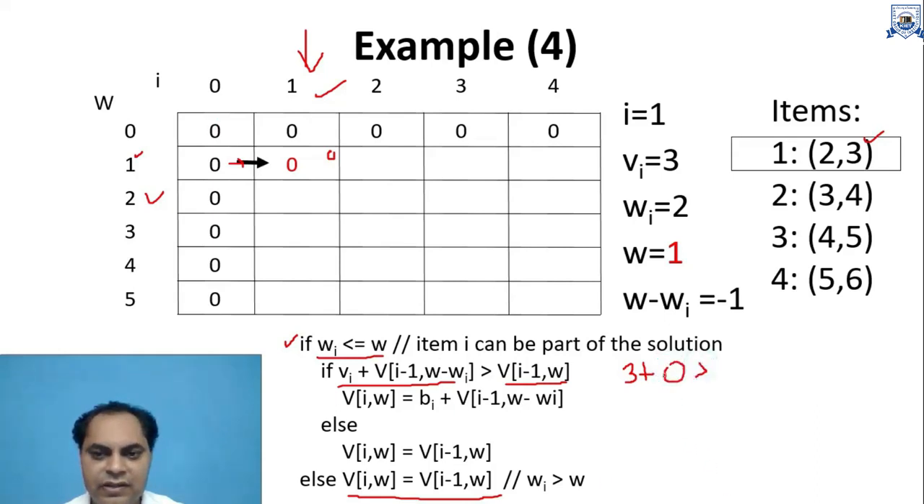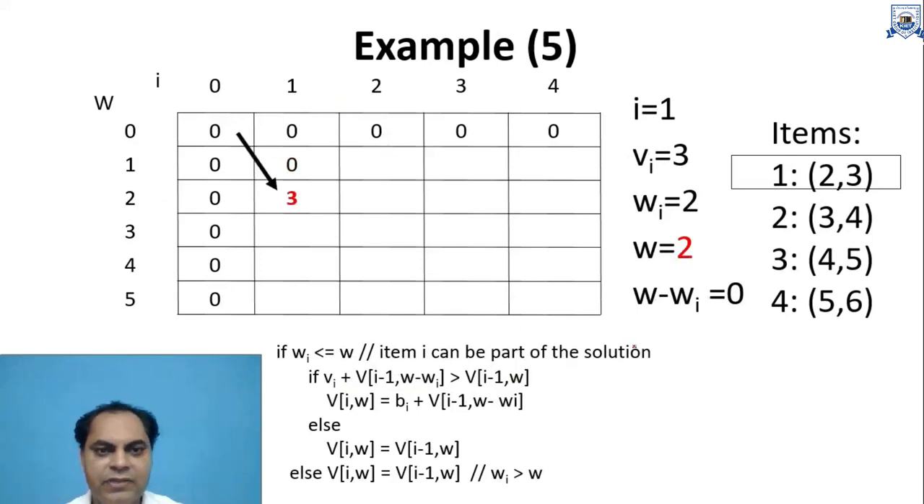Greater than Vi minus 1 W. So V 0 1. Oh sorry, V 0 2. What is V 0 2? V 0 2 is Vi minus 1. What is the value of i? 1. So V 0 2 is 0. As we can see, this condition holds. So the value of Vi W would be 3 plus 0. So it would be this value plus 3.